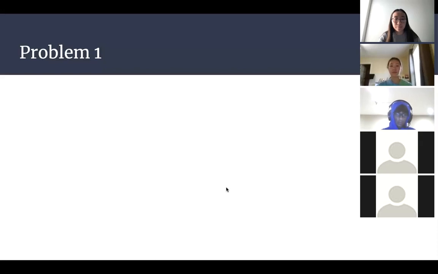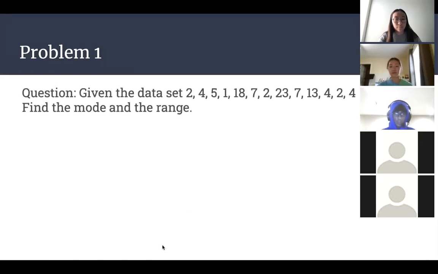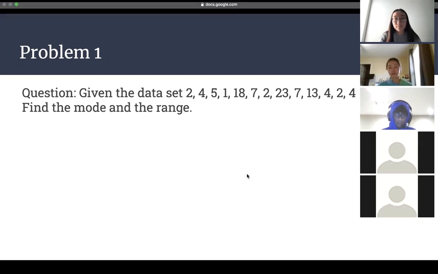Yeah, okay. So problem number 1. Given the data set 2, 4, 5, 1, 18, 7, 2, 23, 7, 13, 4, 2, and 4, find the mode and the range. I'll give you guys a minute for this.